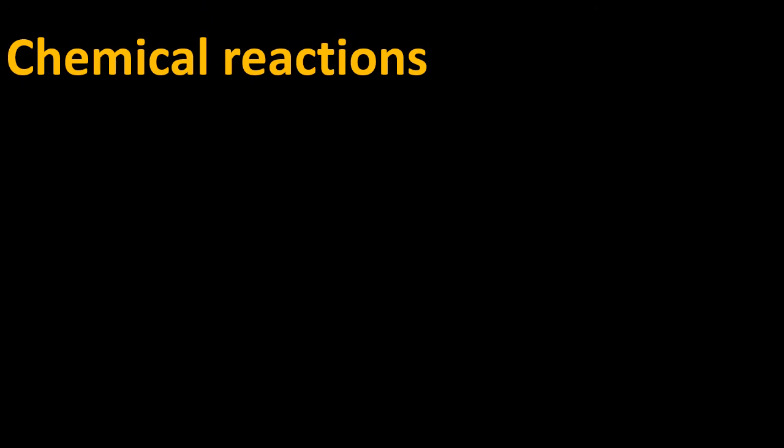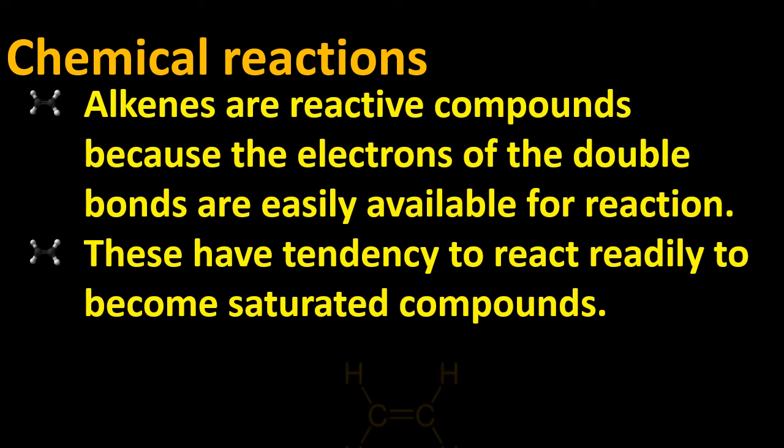Now in case of chemical reactions, the most important question which used to come in exam is why alkenes are most reactive. So alkenes are reactive compounds because the electrons of the double bond are easily available for reaction. They have a tendency to react readily to become saturated compounds.